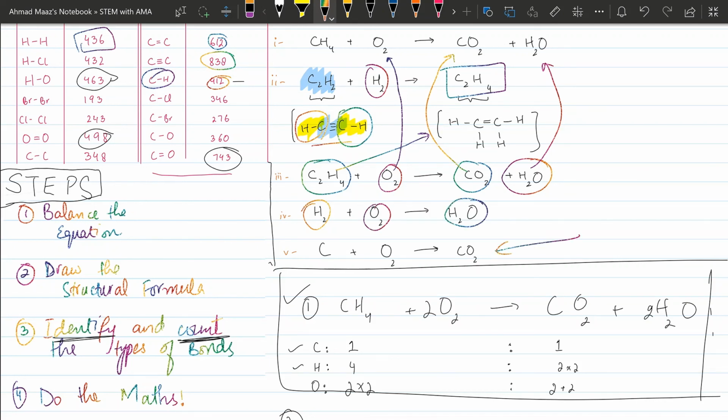The fifth part is important. We have carbon over here. Carbon is in its elemental form. It is not bonded to any other element. That is why we will not be using its bond energy. We'll only be using the bond energy of oxygen on the reactant side and carbon dioxide on the product side. So carbon is in elemental form. It will not be involved in the calculations of bond energies. It is not bonded. Obviously, it makes sense. It is not bonded to any other element, so it won't have any bond energy.